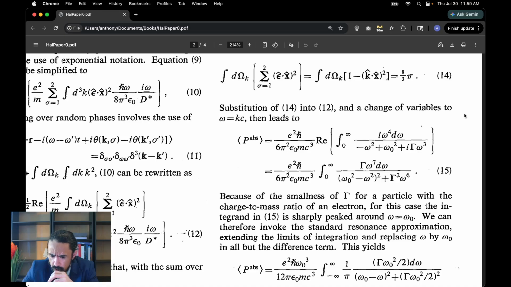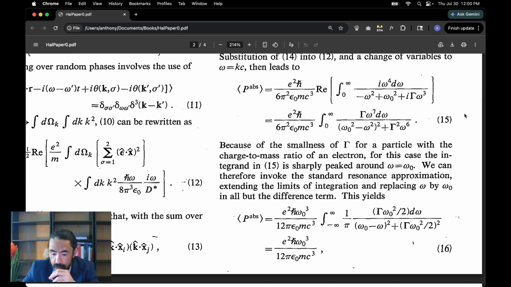This is equal to a fraction with the numerator of lowercase e squared times h bar over a denominator of 6 pi squared times epsilon naught times m c cubed times the integral from 0 to infinity of a fraction with a numerator of capital gamma, which again is given in equation 8. We have capital gamma times omega to the 7th d omega all over a denominator of the quantity omega naught squared minus omega squared, closed quantity, squared plus capital gamma squared times omega to the 6th.